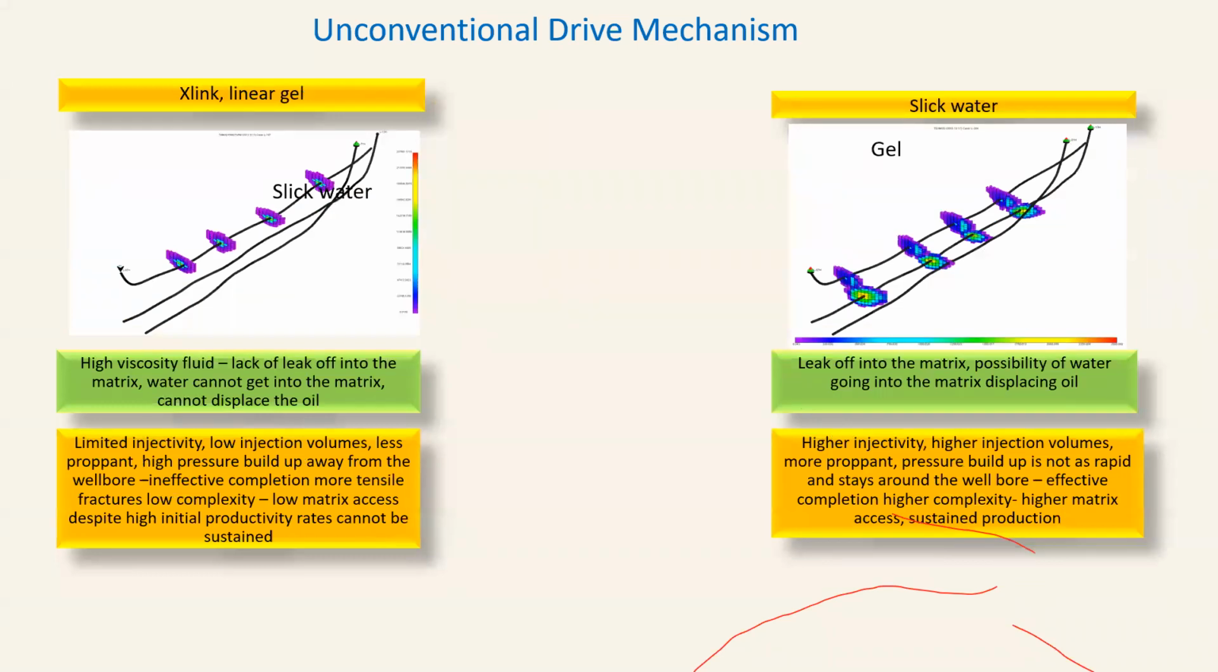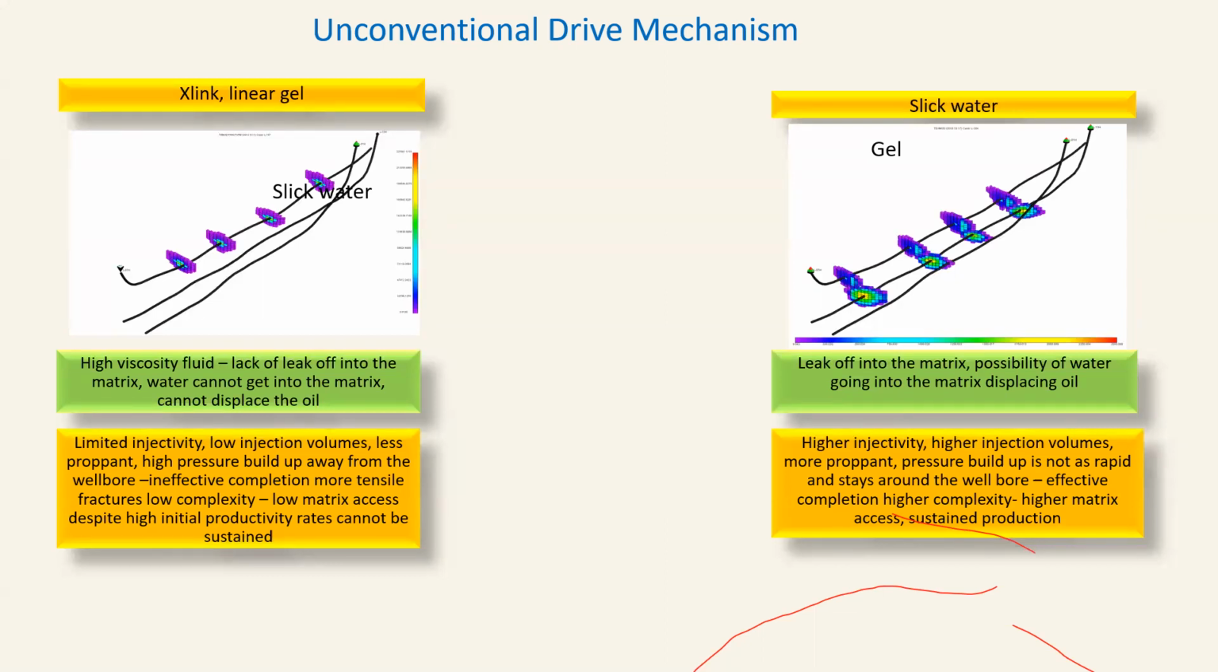The other thing companies have done to increase complexity is they moved away from linear gels to slick water. When you have a linear gel or a cross-linked gel, it's going to act like a pretty big nail into the reservoir and tends to create more bi-wing failures. When we talk about slick water, it's easier to inject. We can inject large volumes of it compared to the gel while saving costs, and it has lower viscosity, so it tends to create more complex failures.